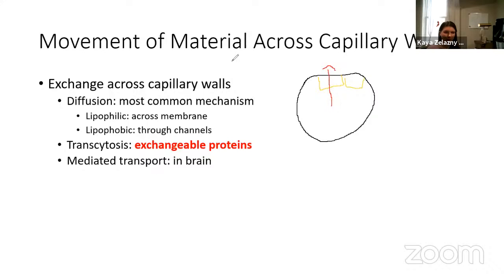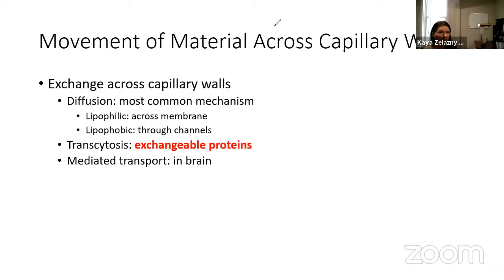Things that are lipophobic, so we're going to have polar things, more water-soluble things, are going to have to go through either channels, like protein channels in these cells, or potentially, depending on how large they are, through those pores. But so long as we're just going down our gradient, we've got diffusion.